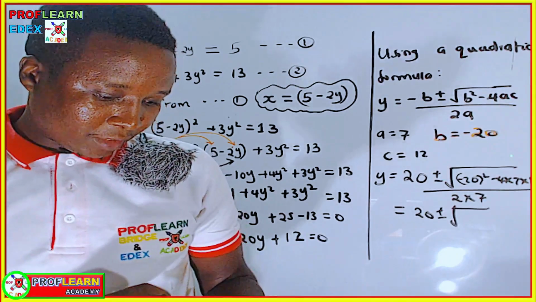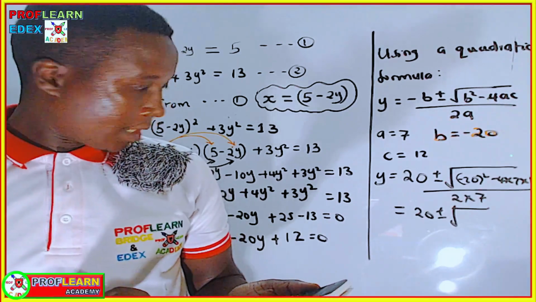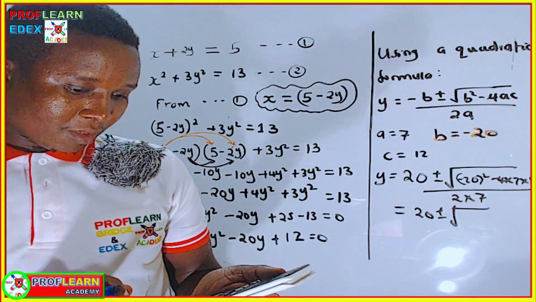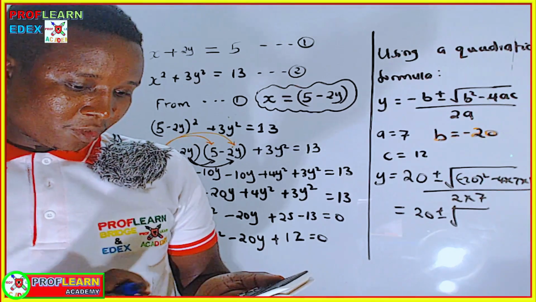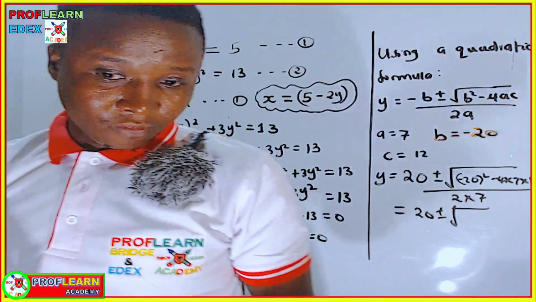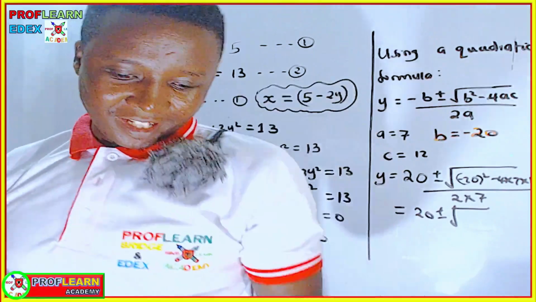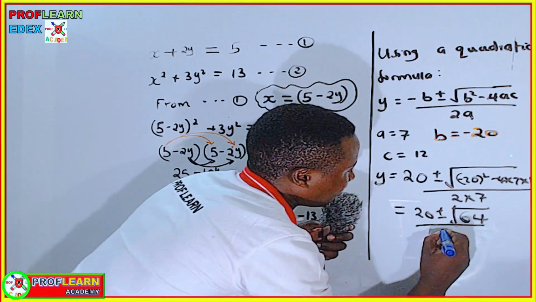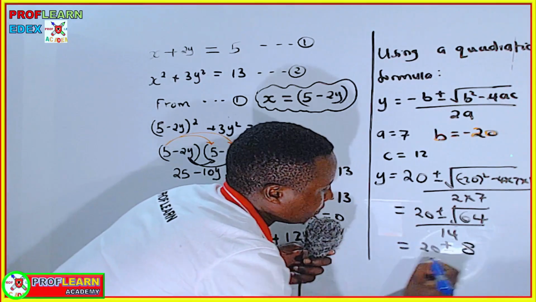This is negative 20 squared, that is 400, and then minus 4ac, that is minus 4 times a, which is 7, times c, which is 12. If we work it out, we get 64. So inside here, we have 64 divided by 14. So meaning this is 20 plus or minus 8, because the square root of 64 is 8.